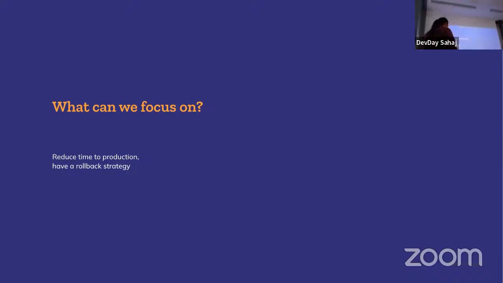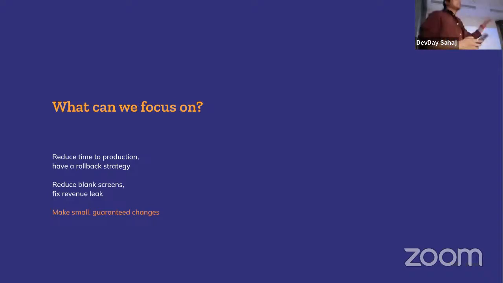So the next thing we want to do is reduce the blank screens and fix the revenue leak. But now we have some more data to inform us how we can go about doing that, like what should we prioritize on, right? So whatever we do to make these two possible, we need to definitely keep this one in mind, which is make small guarantee changes. So we can't make big bang changes like change everything in one system, change everything in the other system and take everything to life.